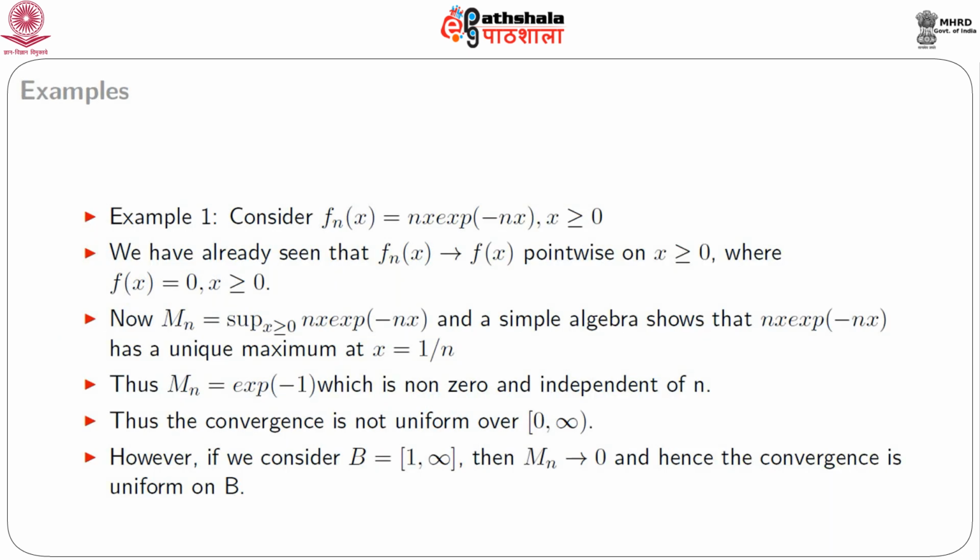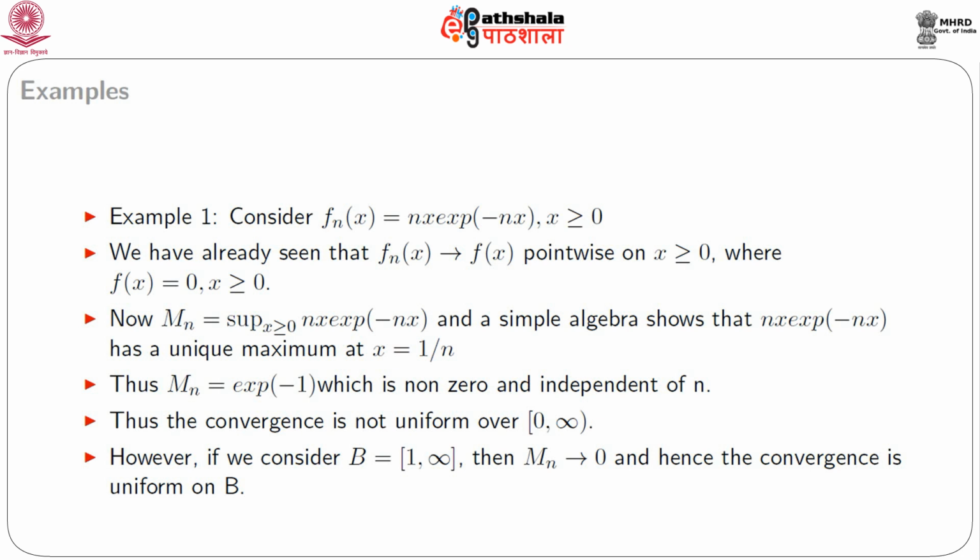So let us consider some examples of this. Consider first of all the sequence of functions given by nx multiplied by e to the power minus nx for x greater than or equal to 0. We have already seen that f_n(x) converges to 0 for x greater than or equal to 0, but the mode of convergence was pointwise, and the mode of convergence was also uniform over some suitable interval. So let us consider our mathematical definition for illustration.